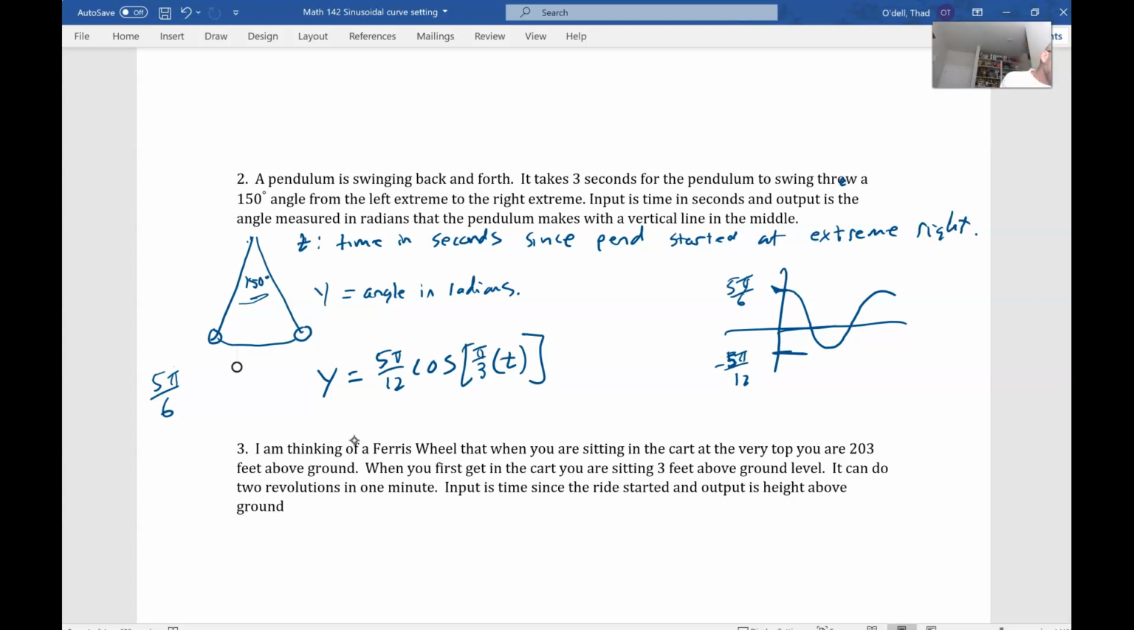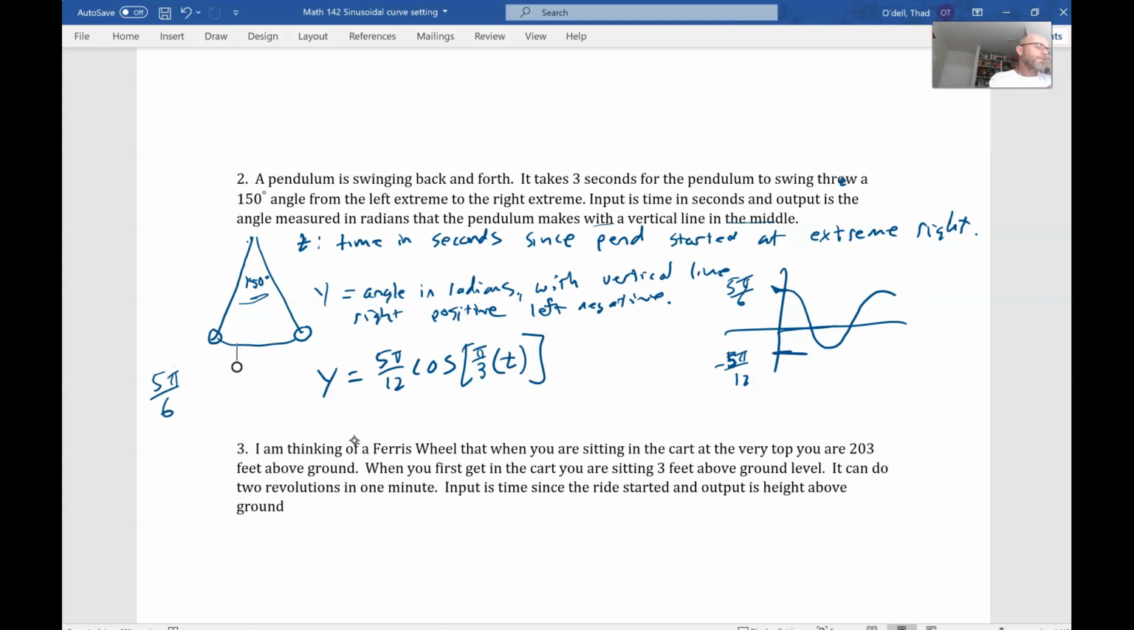Because we're also going to define angle in radians with vertical line, so it's the angle made with a vertical line in the middle, and we'll randomly choose right is positive and left is negative. So you can see in this case it left open how we defined our variables, and so we went ahead and defined them in ways that made it easier for us.